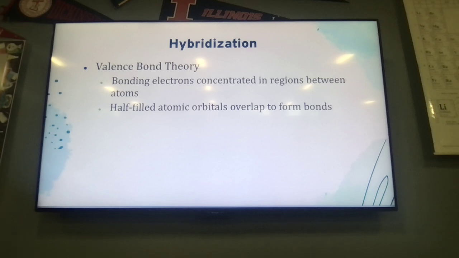But what's happening is half-filled atomic orbitals overlap. And that's actually how bonds form. So when we draw a real simple Lewis structure for F2, it looks like this. That's our Lewis structure. This part right here, the bond, is what we need to explain.